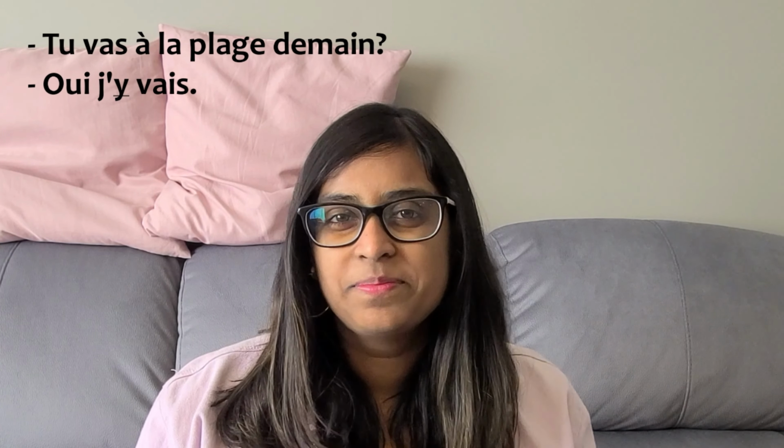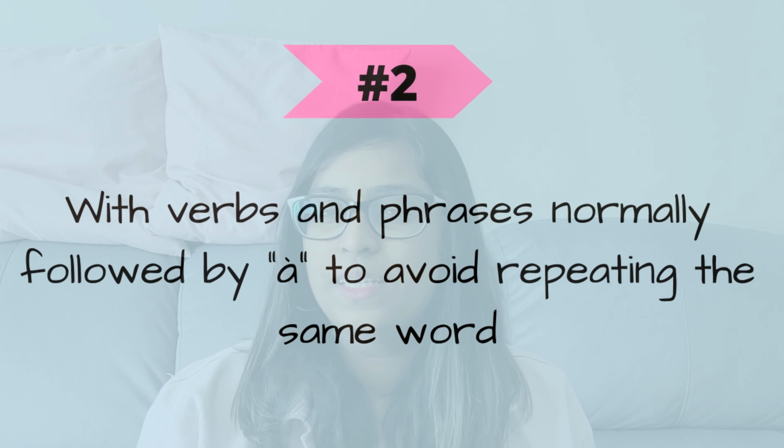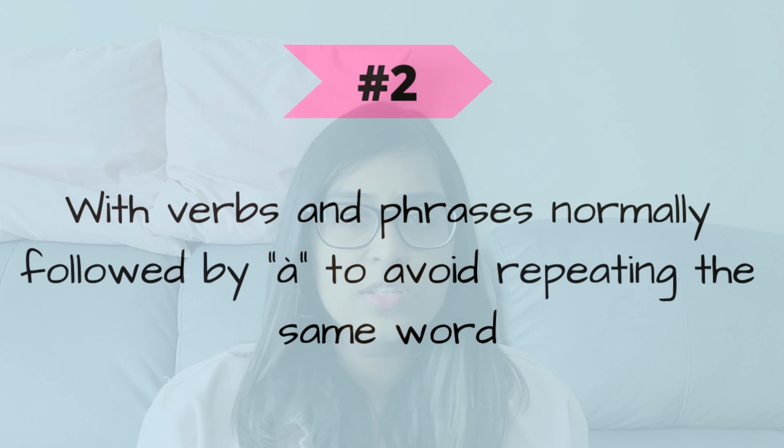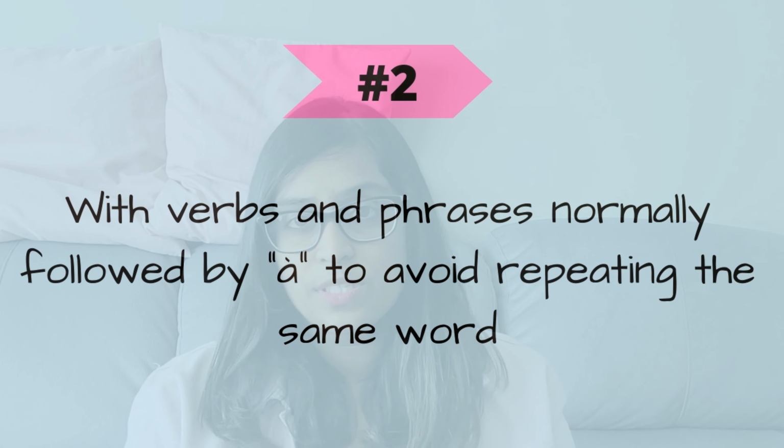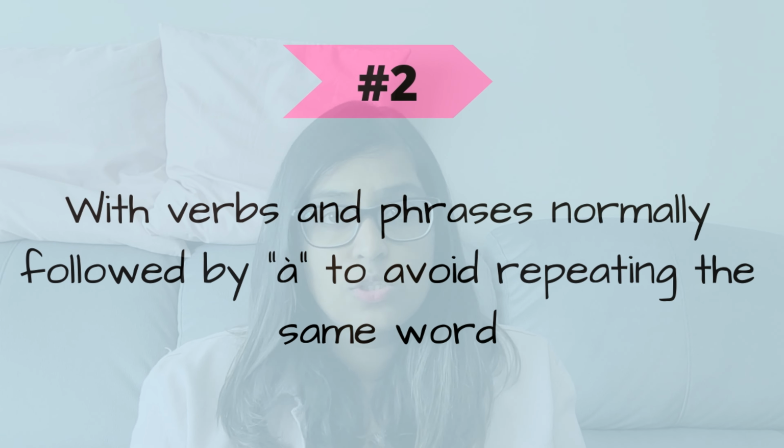Oui, j'y vais. Another use of the word Y is with verbs and phrases that are normally followed by à (a with a grave accent), to avoid repeating that phrase again. So in the previous example, we used à, tu vas à la plage? Oui, j'y vais. But it meant more like "there". But here, à means "about", which is why I put it as a different use of the word Y.